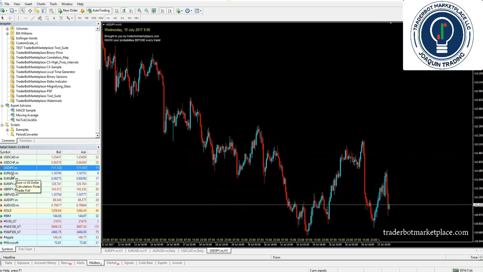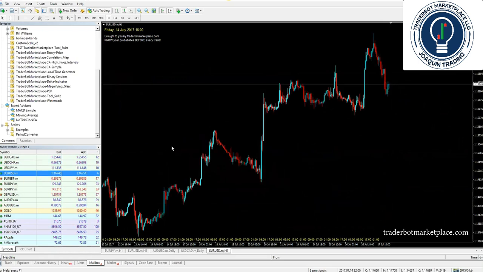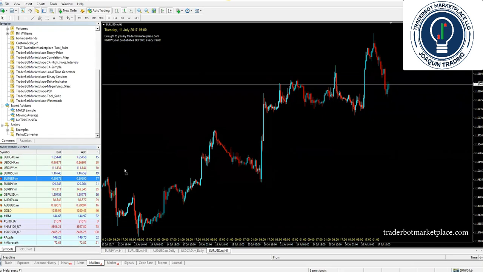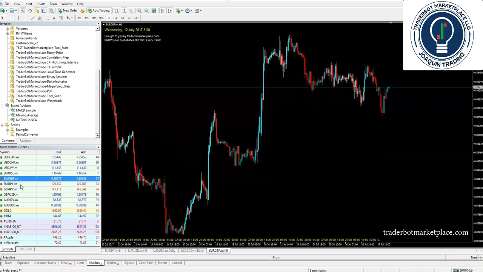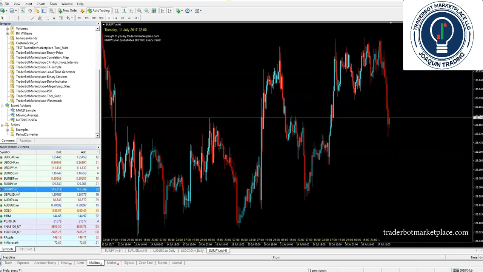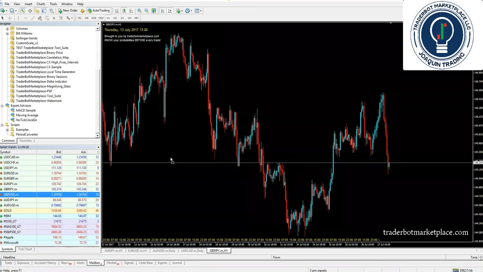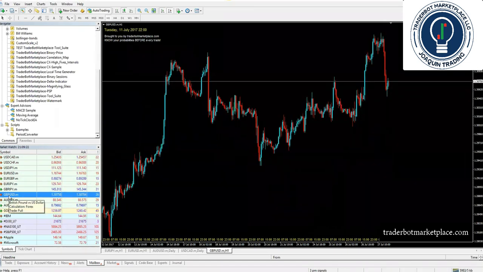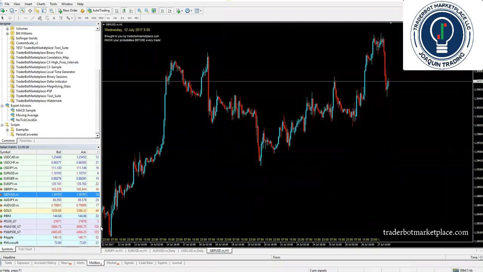They're both in downtrends. Euro USD, that's an uptrend. You can spot it. Euro pound, nothing. Euro yen, nothing. Pound yen, nothing. Pound USD, that is an uptrend. You can spot it. Over on the right-hand side of the chart.